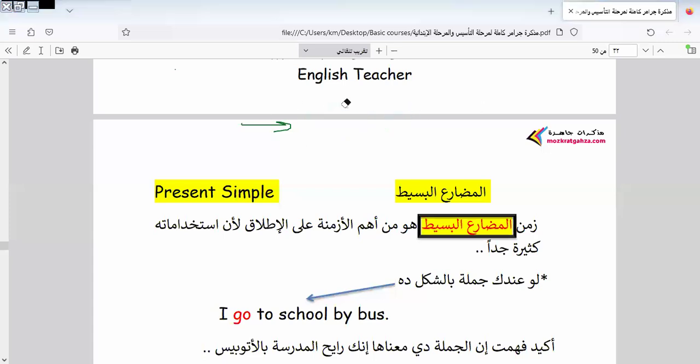Today I explained the present continuous tense. Next class I will explain the present simple.